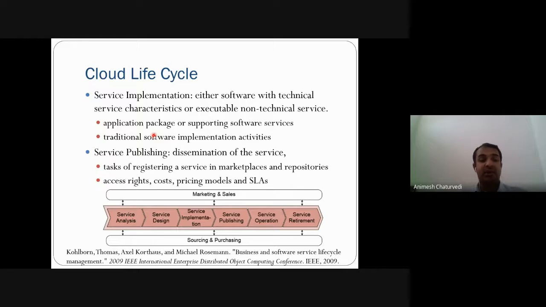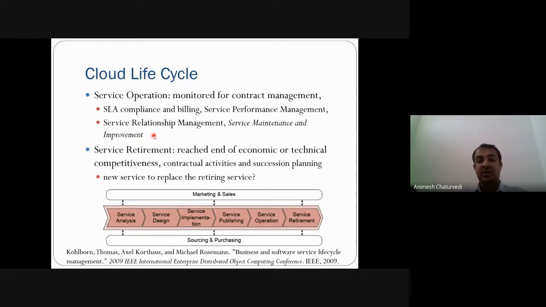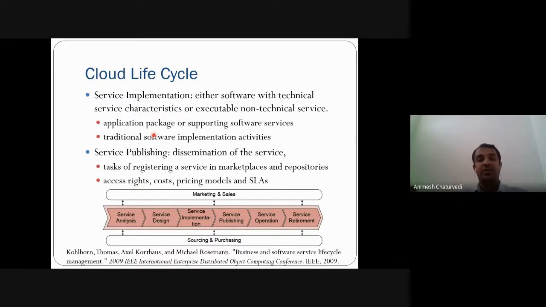So as a developer you have to start developing and knowing the technical details of this part, and you need to do the executables, and non-technical services need to be studied. So these application packages are being built and being produced. Then traditional software implementation is being there, how to use traditional software implementation.